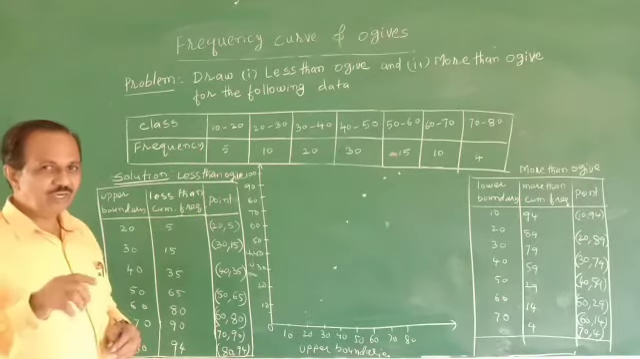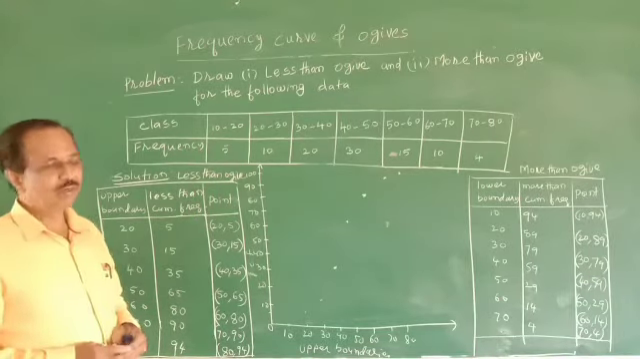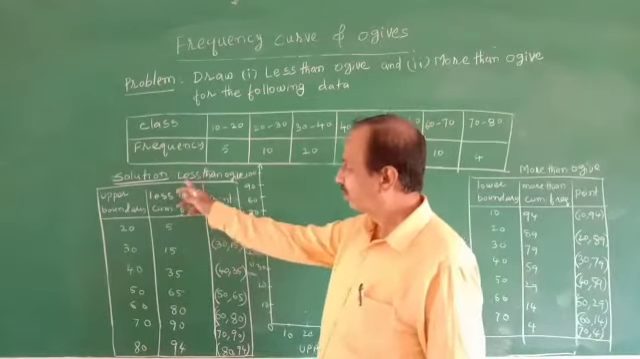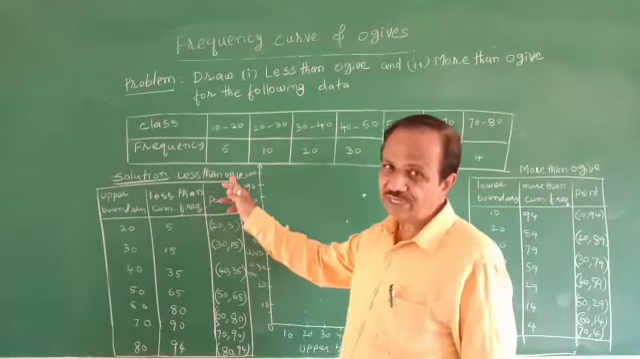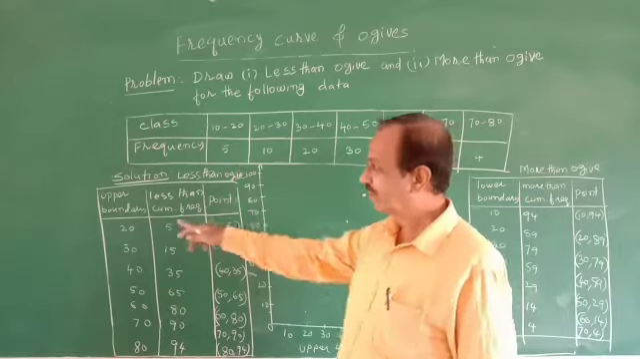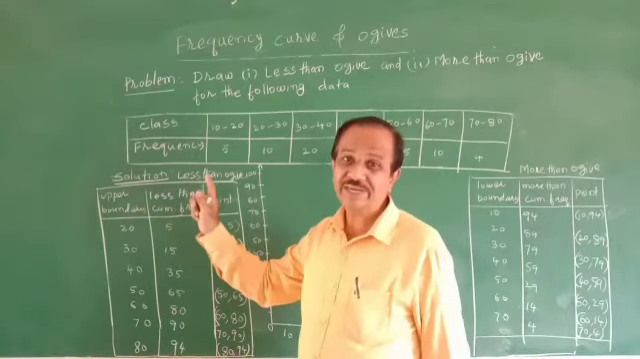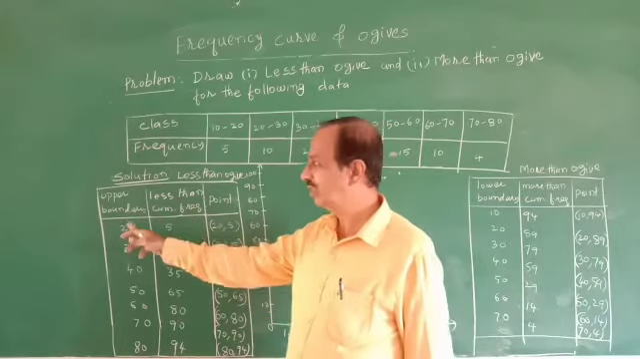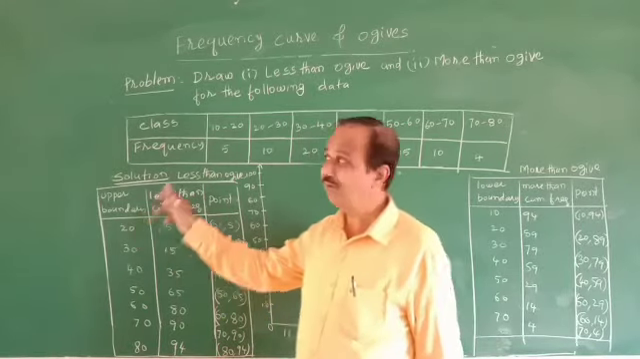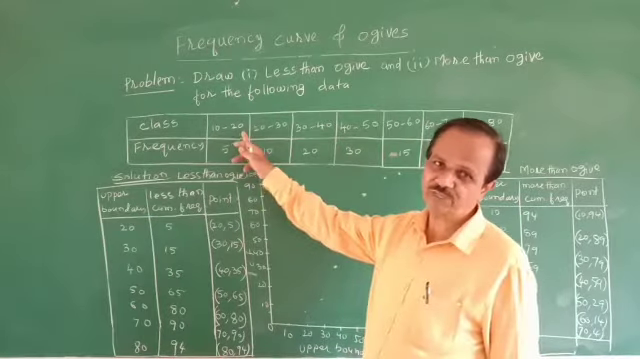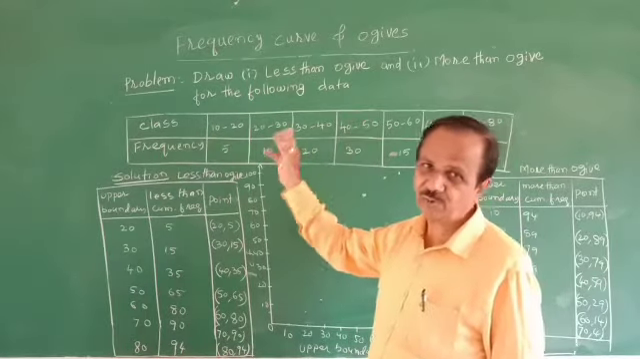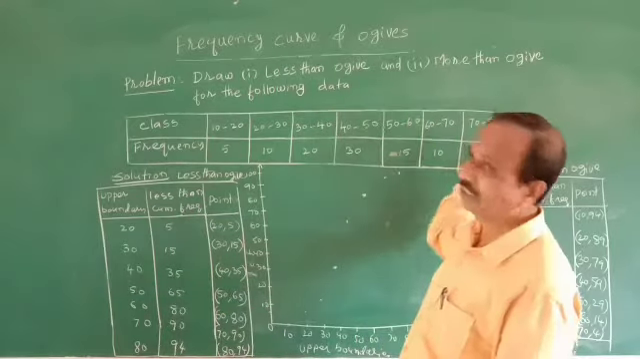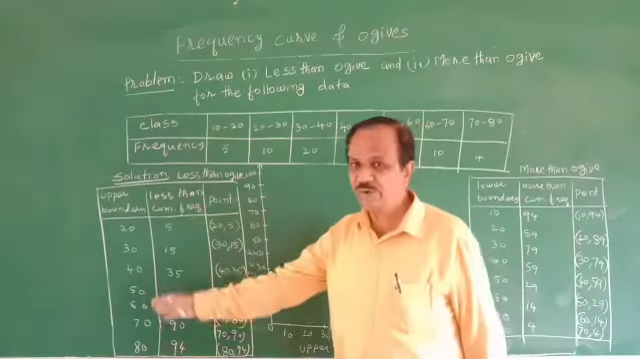Now, I will explain the two ogives. First, the less than cumulative frequency. To draw the less than cumulative frequency, we have to prepare a table. The table consists of columns. First, the upper boundaries of the corresponding classes: 20, 30, 40, up to the last upper boundary, which is 80. So write the upper boundaries.